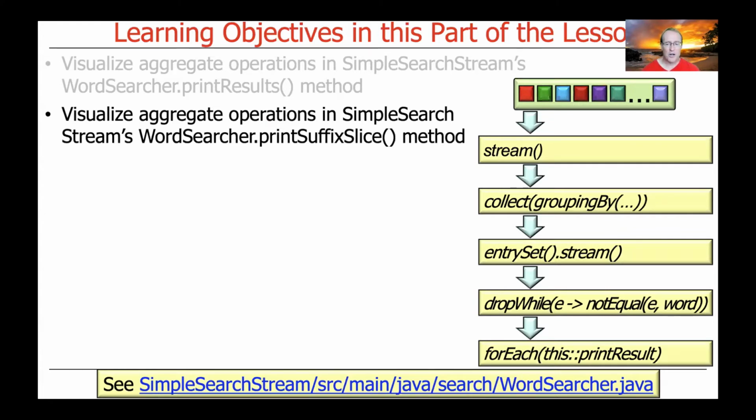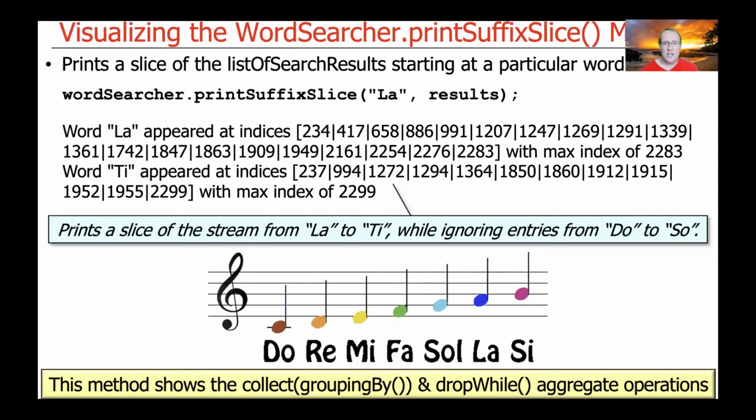This code all appears, of course, in the WordSearcher.java file in the simple search stream example. So what does it mean to do a prefix slice? Or sorry, not a prefix slice, a suffix slice. There's also a prefix slice as well.